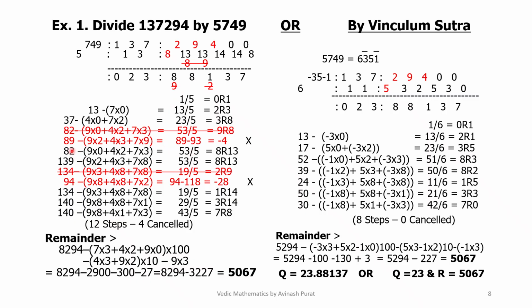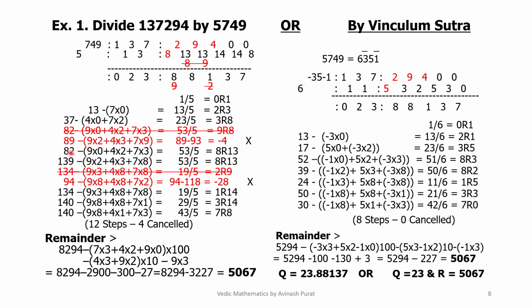which is greater than 89. So we get minus result. Therefore 9 quotient is not possible. We go back to 82. 82 minus 9 into 0 plus 4 into 2 plus 7 into 3 equal to 53 divided by 5. We take 8 as quotient and remainder is 13.